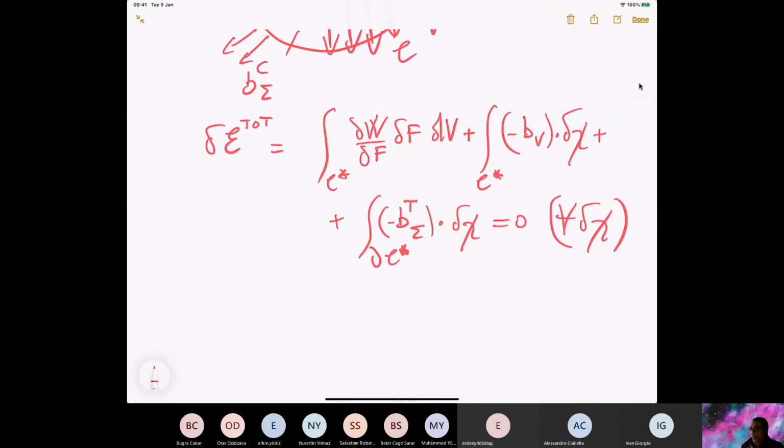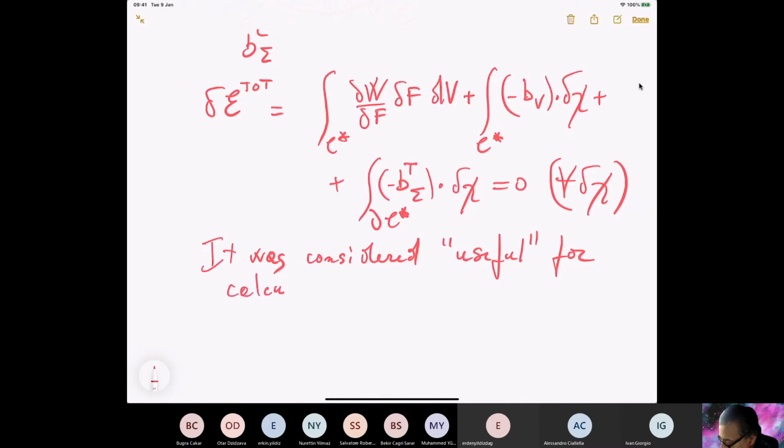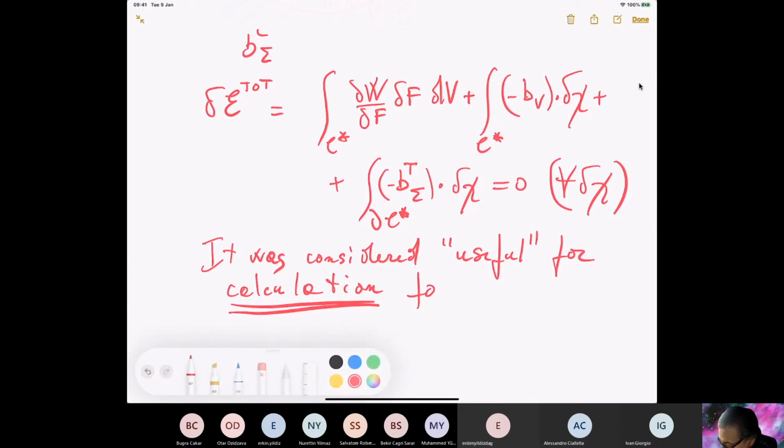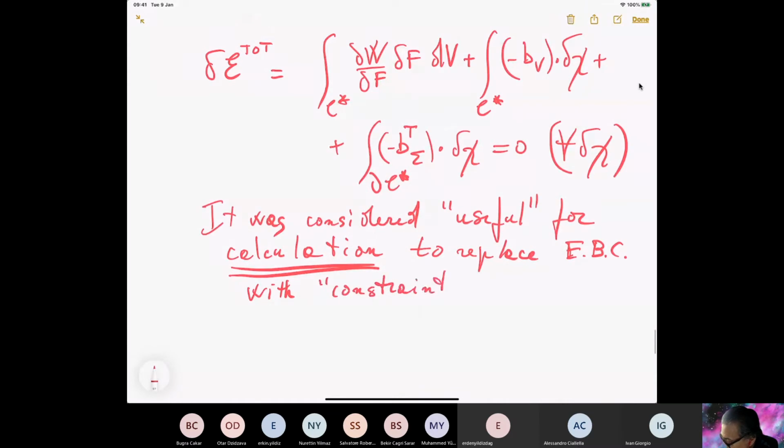So I wanted to, let us say, it was considered useful for calculations, and you will see soon why, to replace essential boundary conditions with constraint forces. Okay.